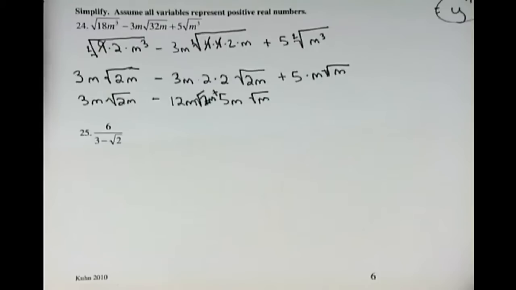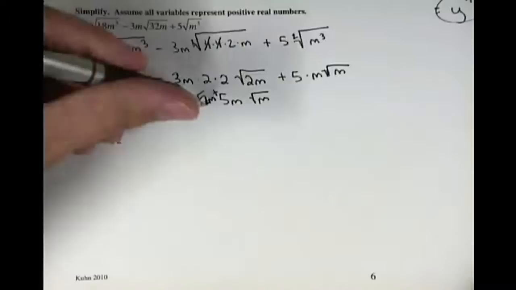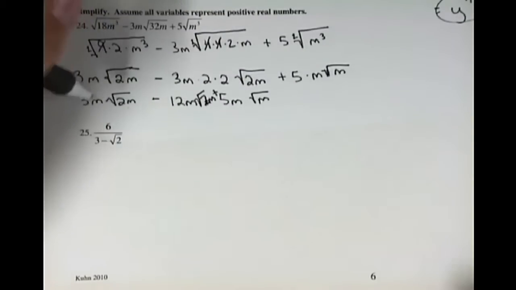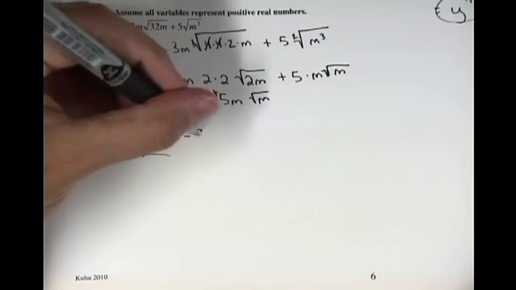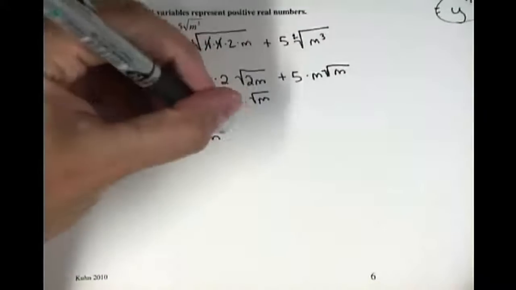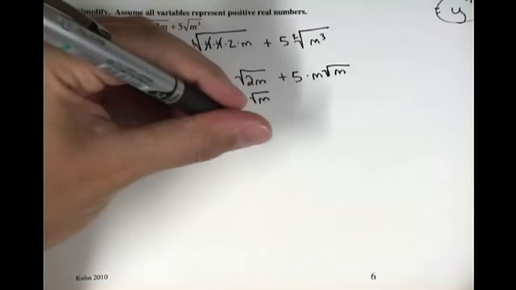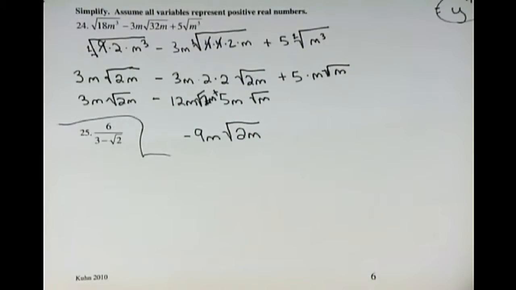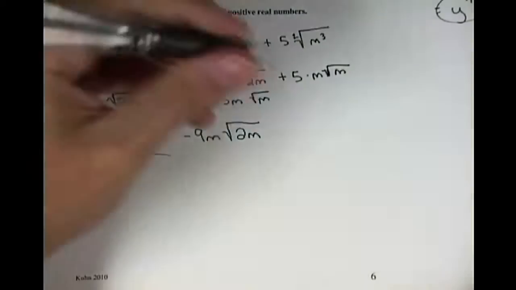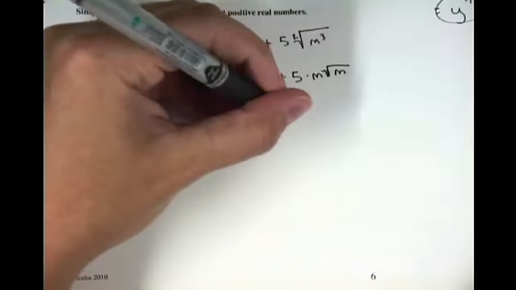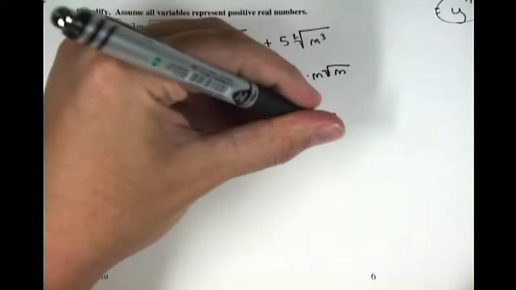Hopefully you're following along. Combine your outside pieces if you can, if the bases are the same. The bases means the stuff inside the radical. So I've got square root of 2m and square root of 2m here. I can combine those terms to get a negative 9m on the outside, and on the inside I have 2m, right? Now this guy has a base of the square root of m, so he cannot combine with anyone, so we need to just bring him along for the ride, so to speak.